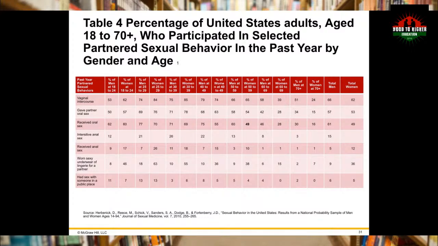Table 4, percentage of United States adults aged 18 to 70 who participated in selected partner sexual behavior in the past year by gender and age. Right? And they have these categories broken down to vaginal intercourse, gay partner oral sex, receive oral sex, insertive anal sex, received anal sex, worn sexy underwear or lingerie for a partner, have sex with someone in a public place. Take time, take notes, and reflect.